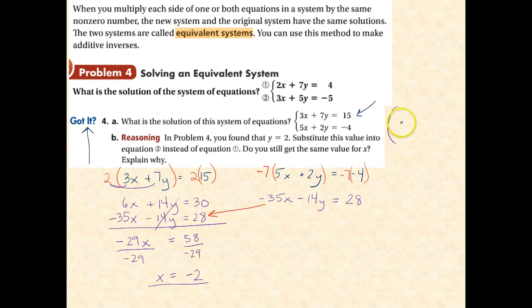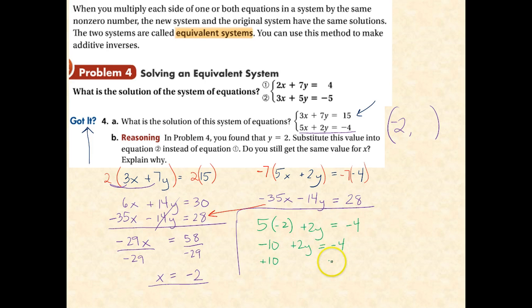So if my solution goes right here, it's going to be negative 2 comma something. Now I need to plug my negative 2 into one of these equations to figure out what y is. And I would rather divide by 2 than divide by 7, so I'm going to plug it into the bottom equation. So 5x, x is negative 2, plus 2y equals negative 4. 5 times negative 2 is negative 10, plus 2y equals negative 4.